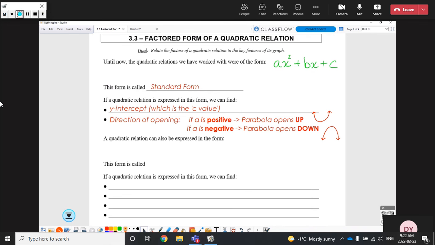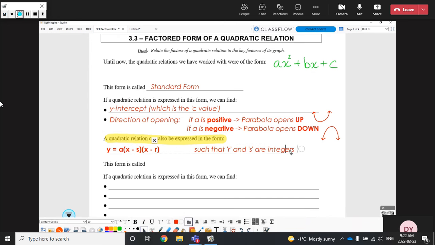Okay. So up until now, that should be kind of familiar, like, oh yeah, I remember that: C value, y-intercept, A value, opening up or down, great. Now we have this new and improved form. It says a quadratic relation could also be expressed in the form y equals A bracket, x minus s, close bracket, open a new one, x minus r, which is very, very weird.